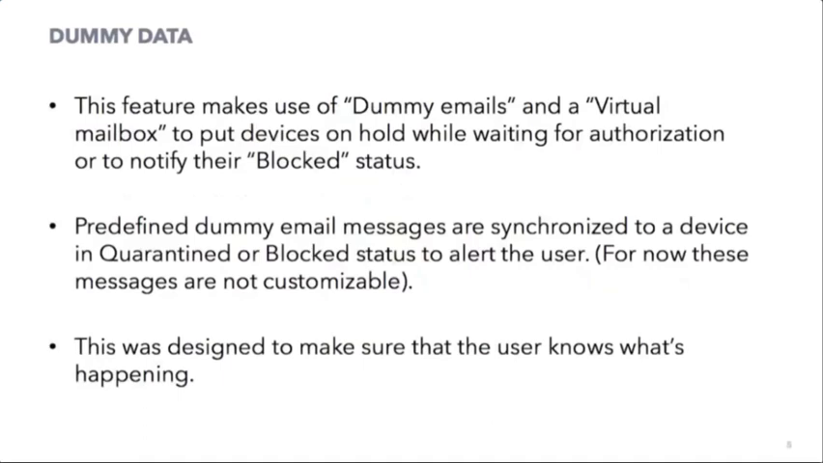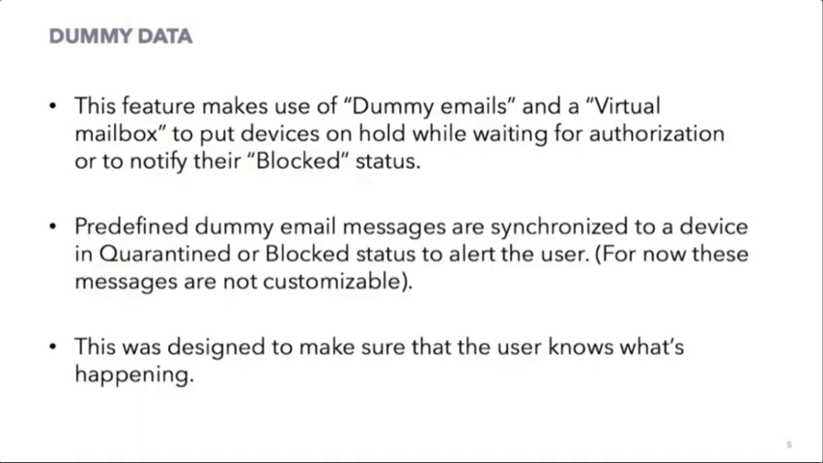There's also some dummy data. So initially, when the user tries to synchronize a device, you don't want to just send a block status, or not allow them to go through that process. So we have essentially a virtual mailbox where dummy emails are sent to the device while the device is put on hold for authorization. It will send them data to say that they're either in a quarantine situation or they've been blocked. The predefined dummy email messages are synchronized to the device itself.